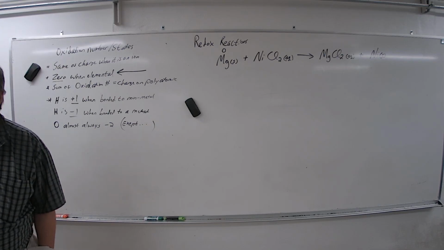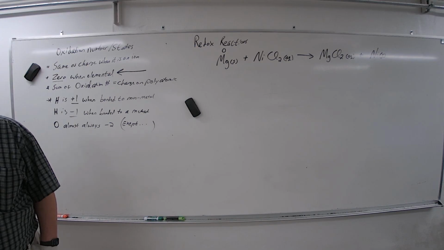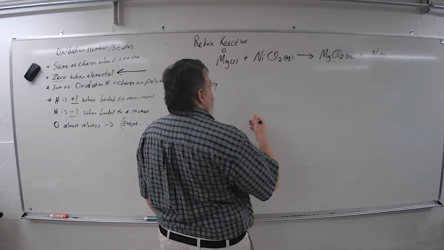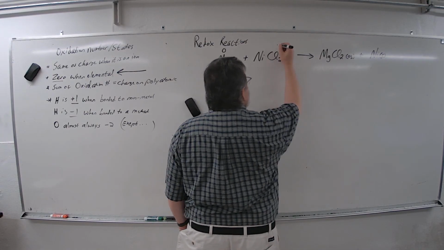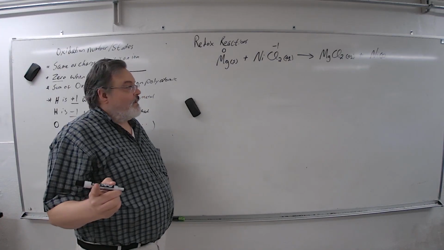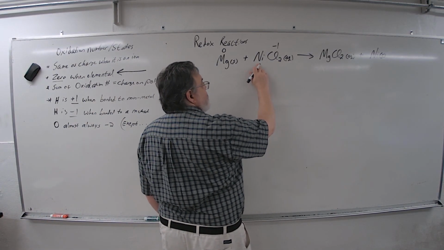You probably do need a periodic table in front of you. So chlorine is a nonmetal, nickel is a metal. So that's an ionic compound. So you can go ahead and go, I know the charge on chlorine, it's -1, right? Since there's two -1 charges, what's the charge on nickel?